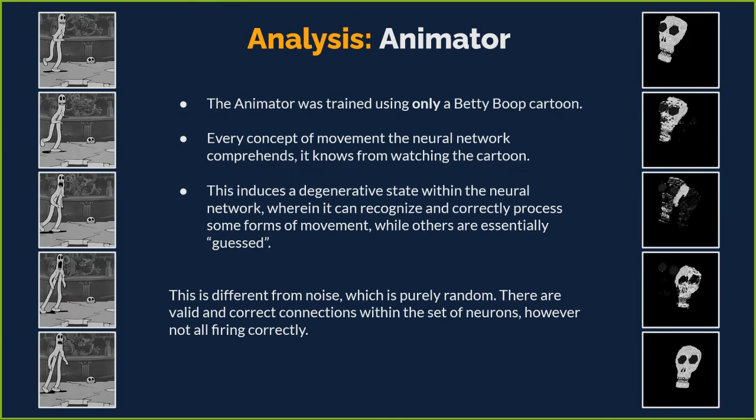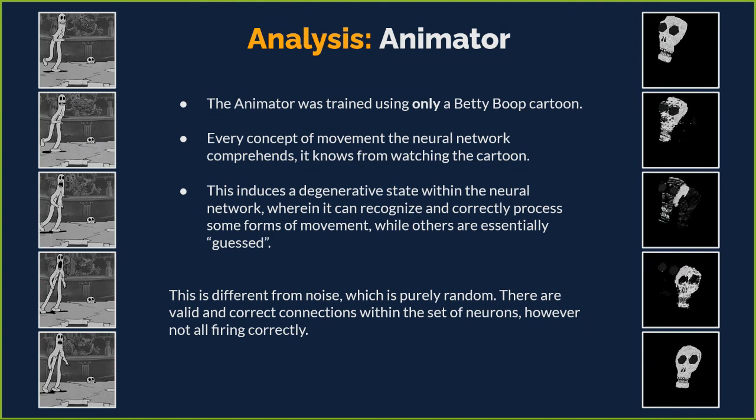So this, as I mentioned, the animator was trained using only a Betty Boop cartoon. And as such, every concept of movement, every pattern of how an object changes its position, everything that the neural network comprehends, it only knows from watching a single cartoon. And as such, this limited data set has induced a degenerative state within the animation neural network, wherein it can recognize and correctly process some forms of movement, while other forms are essentially guessed, or it just tries its best, but it's not very close.